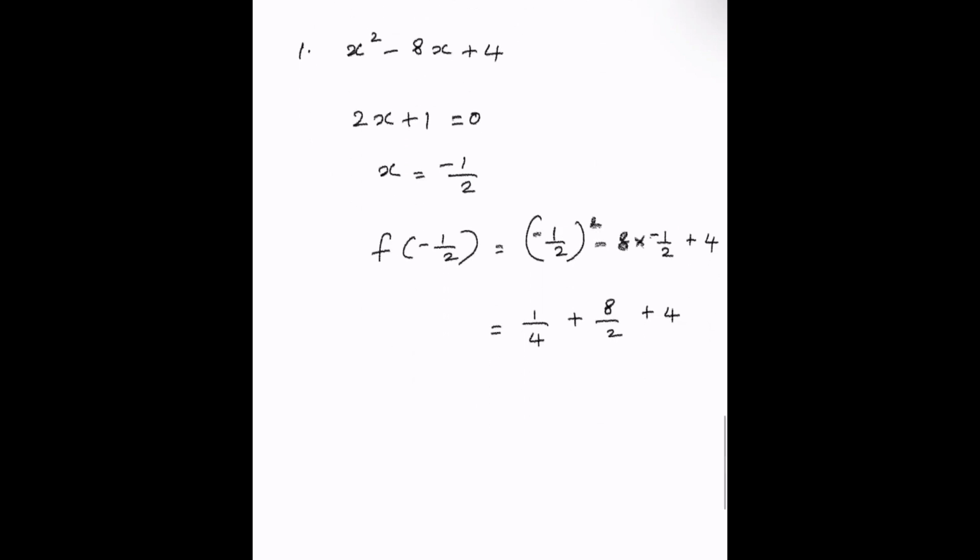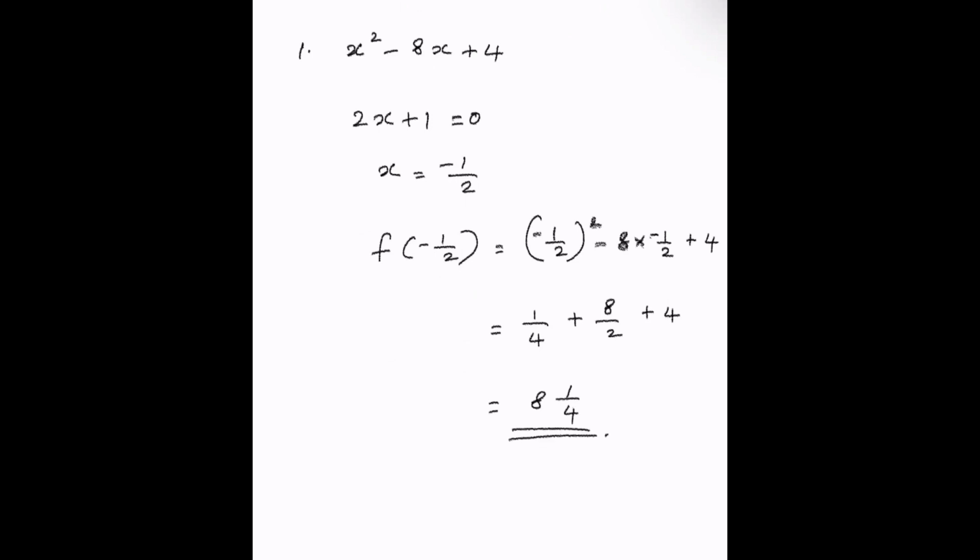After calculating the value of x, just do f of negative 1 by 2. What would be that? Negative 1 by 2 the whole square minus 8 into negative 1 by 2 plus 4. This gives me 1 by 4 plus 8 by 2 plus 4, which would be 1 by 4 plus 4 plus 4. That is 8. 1 by 4 would be your final answer.